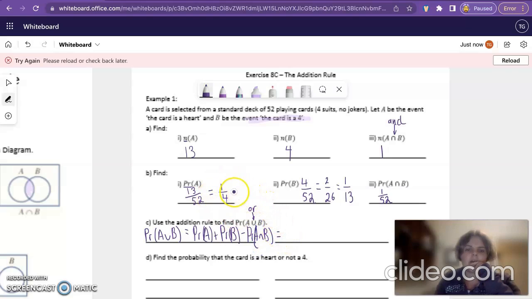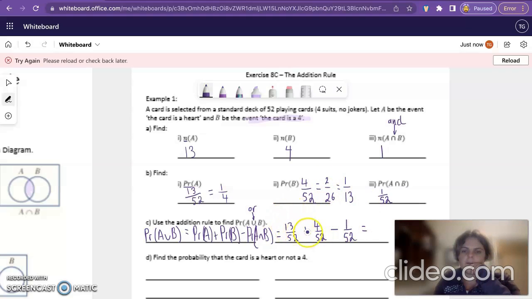So the probability of A we found earlier was 1/4. Probability of B is over here, 1/13. Oh, and this is going to be nasty. You know what? Let's do this all in 52s. Save us some work, because we've already got these answers on a common denominator. So let's do probability of A as 13 over 52 plus probability of B, 4 over 52, minus the probability of A intersect B, 1 out of 52.